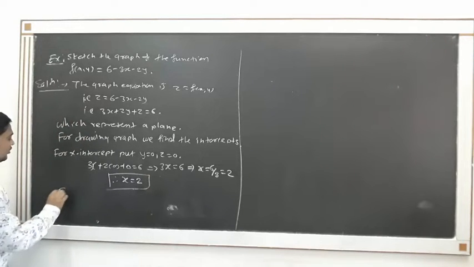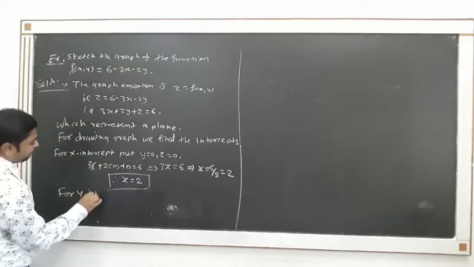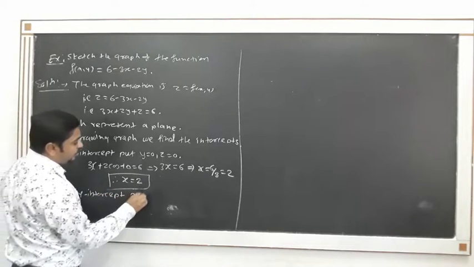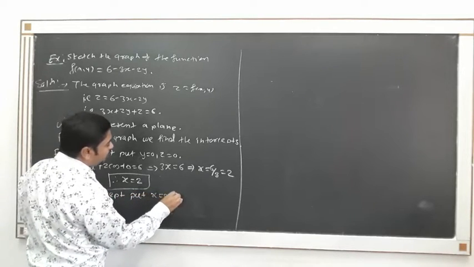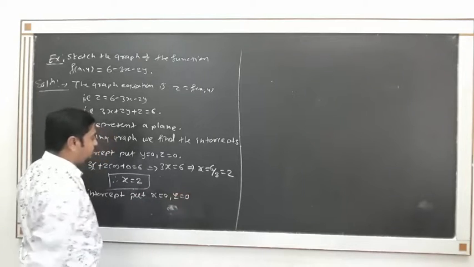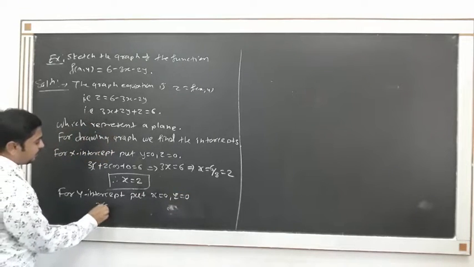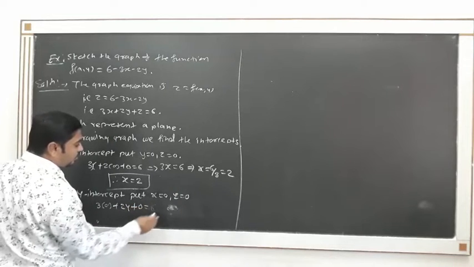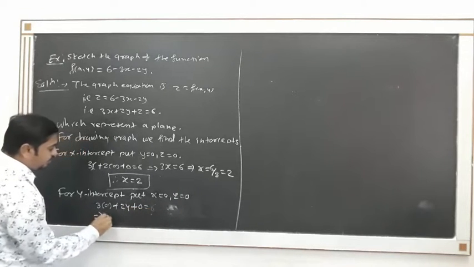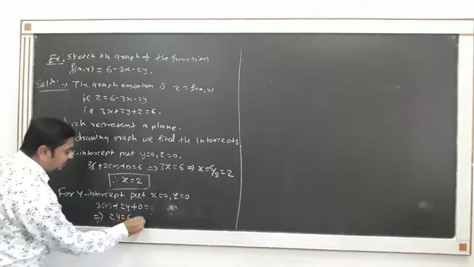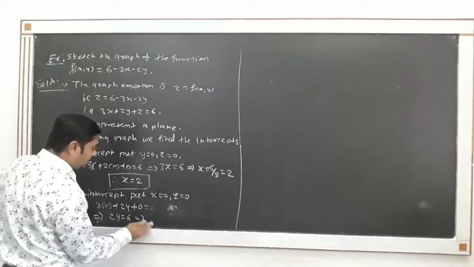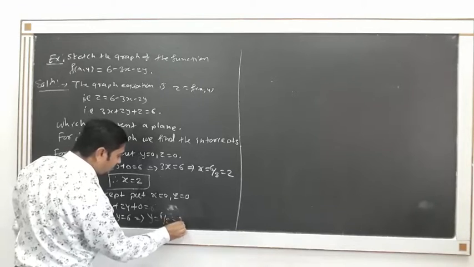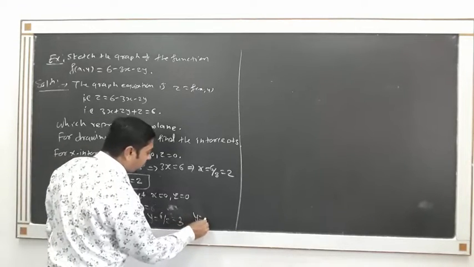Similarly for the y-intercept, put x is equal to 0 and z is equal to 0. So what are we getting? 3 times 0 plus 2y plus 0 is equal to 6. And what does it imply? 2y is equal to 6, and this implies that y is equal to 6 upon 2. It should be 3. So the y-intercept is 3.